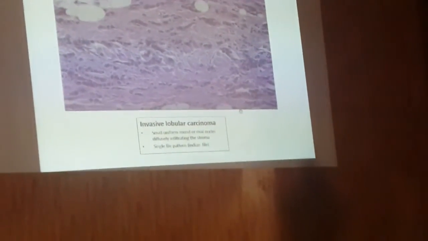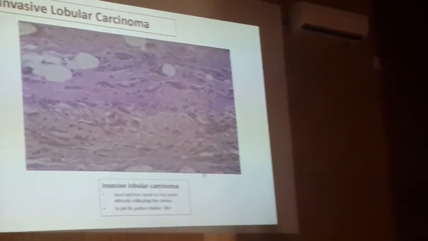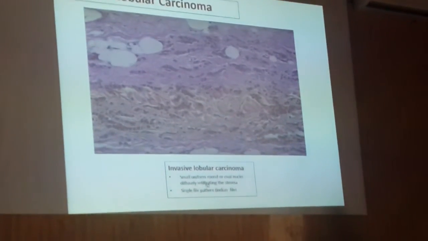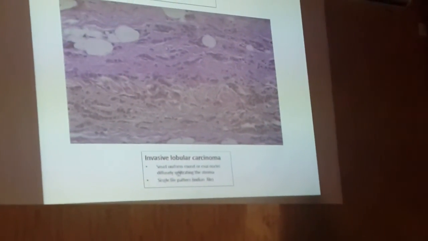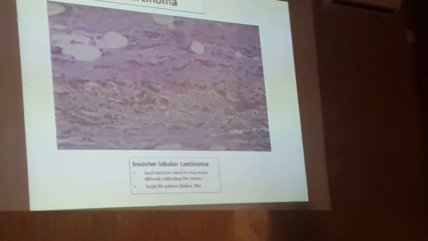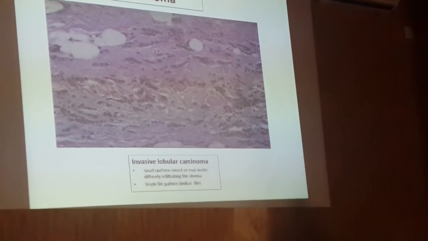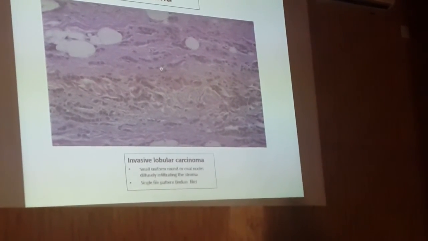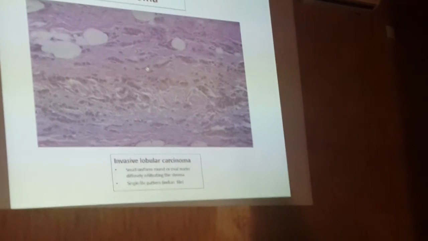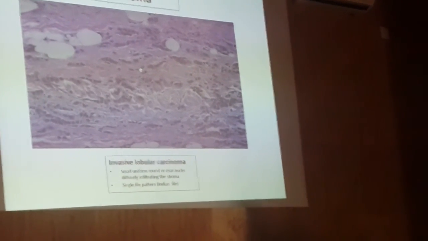Again, this is invasive lobular carcinoma. What is the pattern? Indian file pattern. So single strands of cells. You will find small uniform round or oval nuclei diffusely infiltrating the stroma in a single file pattern, and this is known as Indian file. This is single file pattern, 1, 2, 3 in a line. So this is invasive lobular carcinoma.